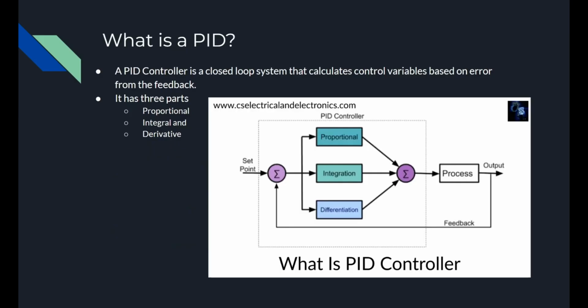What is a PID? A PID controller is a control loop mechanism that is used to calculate and control variables. It's used in many industrial processes such as regulating flow, temperature, etc. It has three parts: the proportional, integral, and derivative. We will go into these in a deeper level within the next few slides.